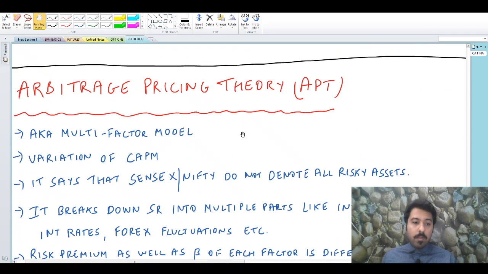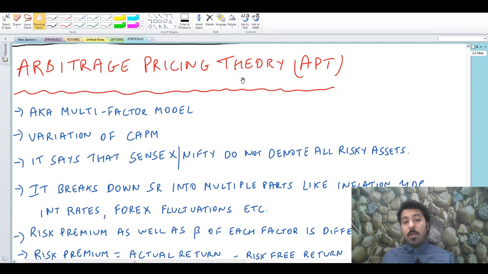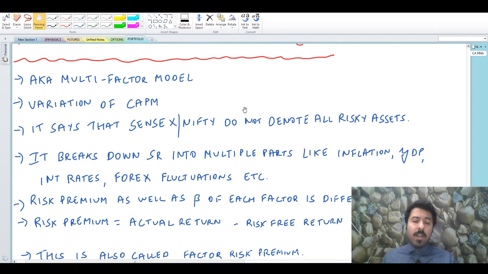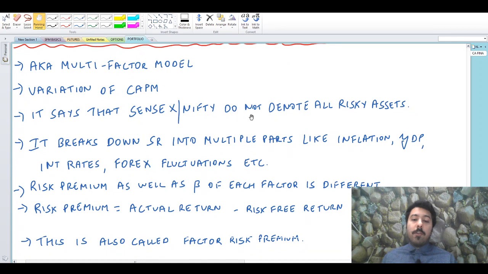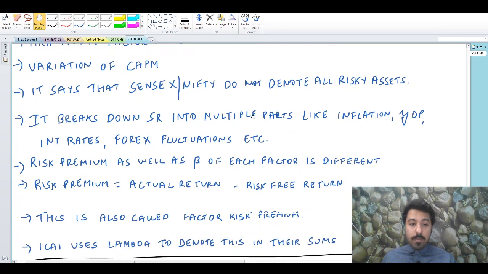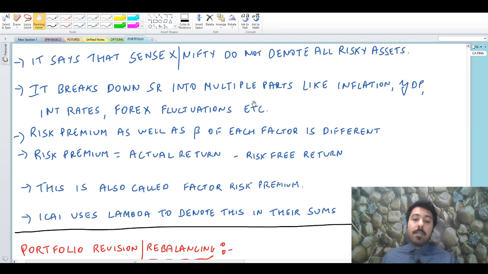Okay, so next topic is arbitrage pricing theory. We have completed MPT, we have completed CAPM, right? And now we have arbitrage pricing theory, APT. It is very similar to CAPM. It is just a variation of CAPM. It is a multi-factor model. It says that Sensex or Nifty do not denote all risky assets. That is the logic behind creation of this. So it breaks down systematic risk into multiple parts like inflation, GDP, interest rate, forex fluctuation, etc.